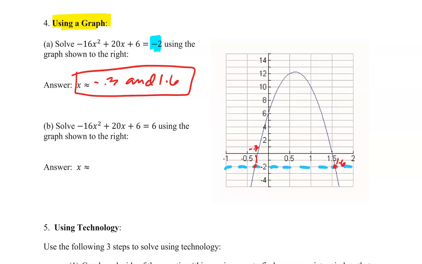B, solve negative 16x squared plus 20x plus 6 is equal to 6 using the graph shown to the right. So this time, this is 6, so we have to look at 6. If you draw a horizontal line here, the points on the graph at 6 are this point and this point. What are the x values? The first one is 0, and here, let's say this is like 1.3. So approximately 0 and 1.3.